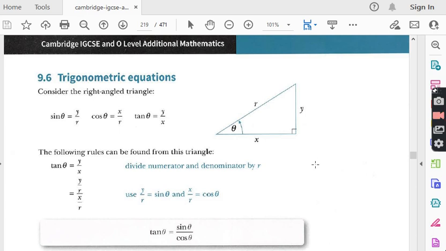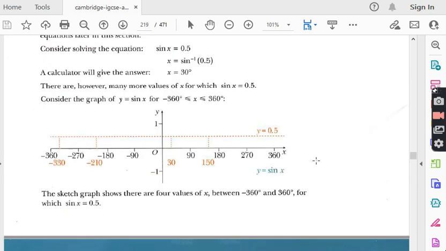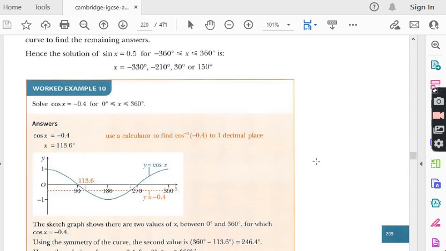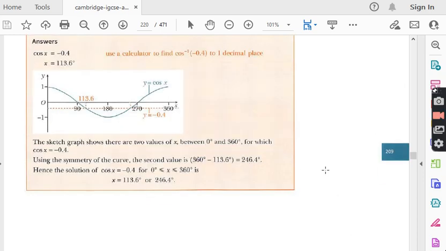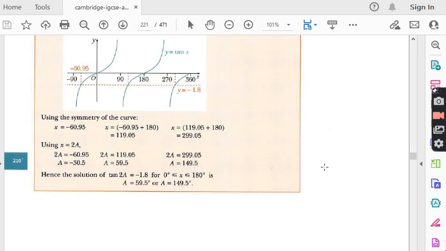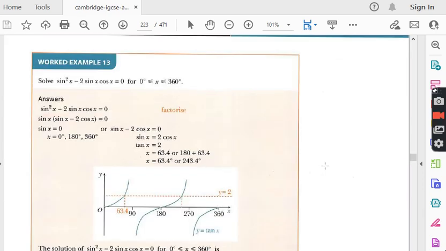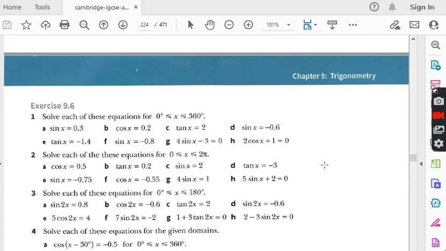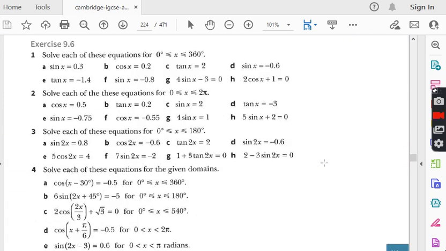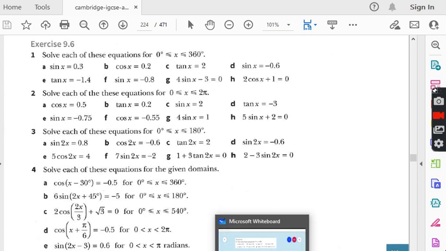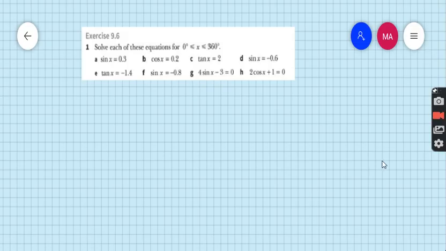Without wasting time on the given examples, which are very important for you, but I will not spend much time on them, I am going to start exercise 9.6 question number 1. What is question number 1? Solve each of these equations for 0 to 360 degrees.